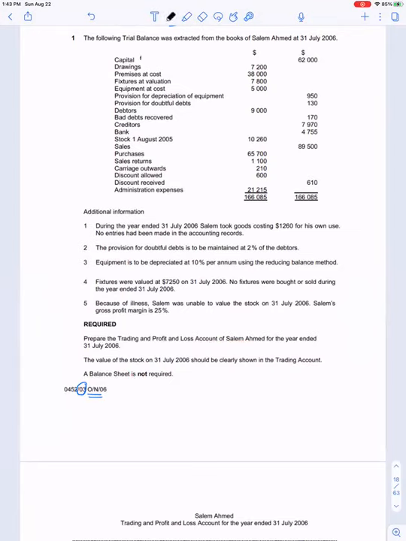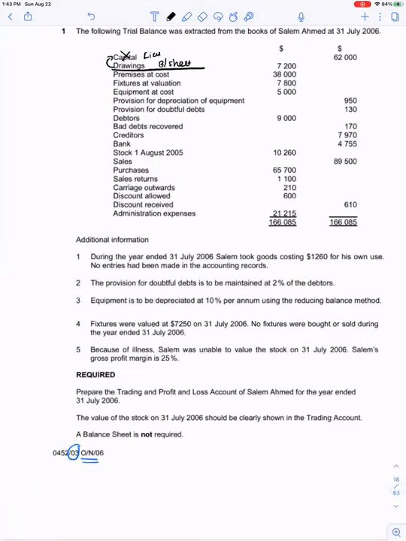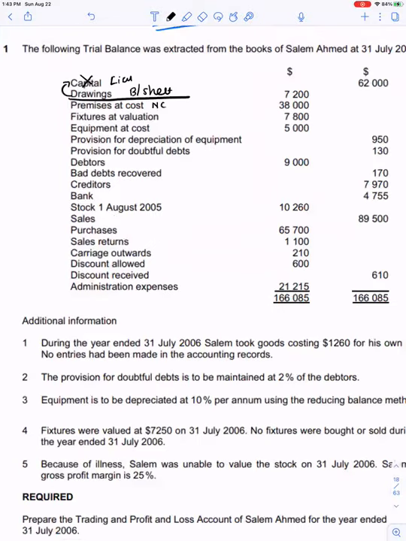Capital goes in the balance sheet liability side. At present, I don't need it. The drawings in the trial balance come in the balance sheet. It is subtracted from capital. Premises at cost is a non-current asset. Fixtures at valuation is a non-current asset. Equipment is a non-current asset. Provision for depreciation is adjusted in the non-current assets second column, but in this you will also add the current year's depreciation.